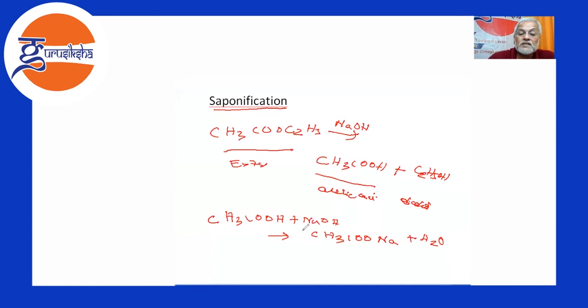This is the two-stage reaction. This is called sodium acetate, and this is water. This is the same formation that we got in the first stage. This can be called the second stage reaction. This will be called the first stage reaction.